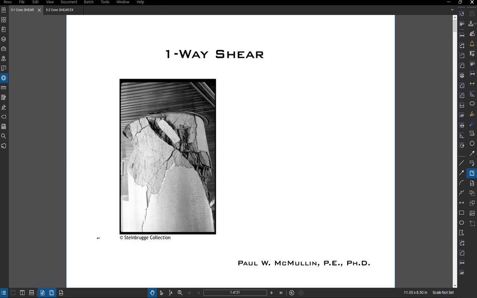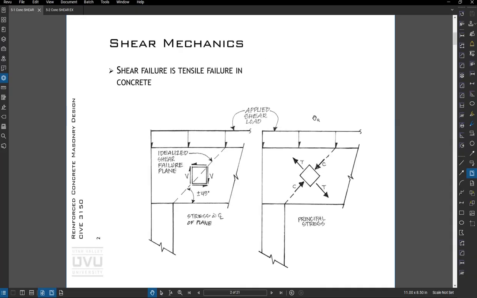Okay, well, we'll keep rolling and do a shear video now. So let's talk about shear and why we have shear reinforcing.